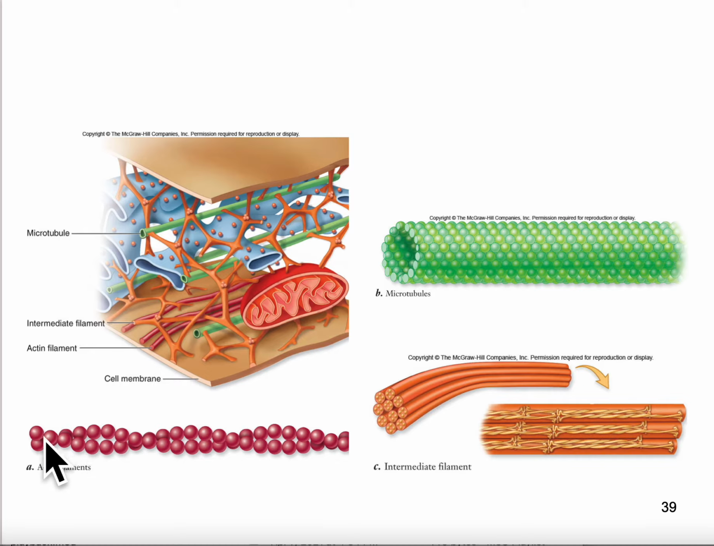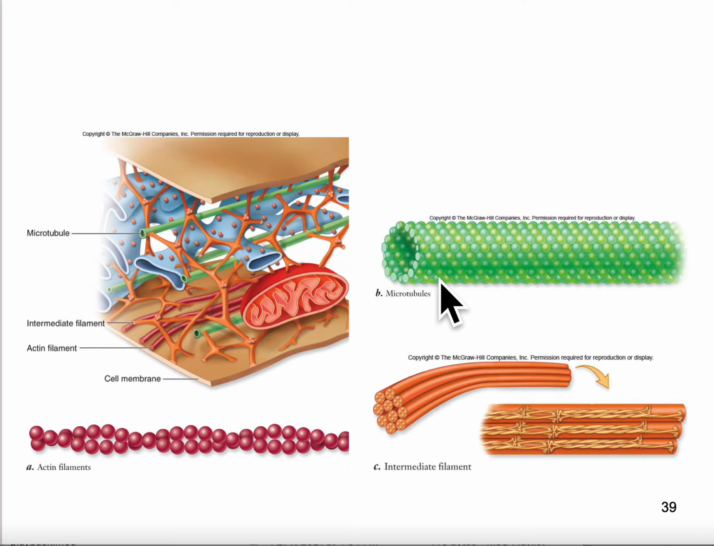But each one of these is identical. They're called actin proteins. This is an actin protein. This is an actin protein. This is an actin protein. So millions of actin proteins connected in this shape. Okay, so these are the skinniest of the 3 types of cytoskeletal structures.